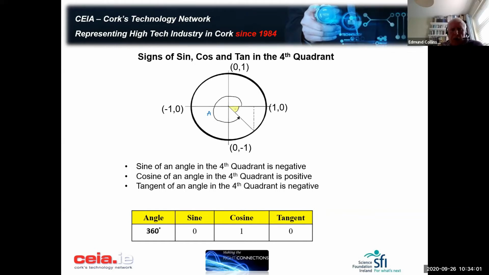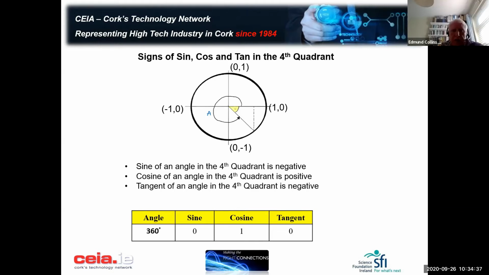So finally, in the fourth quadrant, the sine is negative. Again, we're on the negative part of the y-axis. The cosine is positive, because the adjacent is back onto the positive part of the x-axis, and then the tangent will be negative. For an angle of 360 degrees, the sine is 0, cosine is 1, and the tangent is 0.